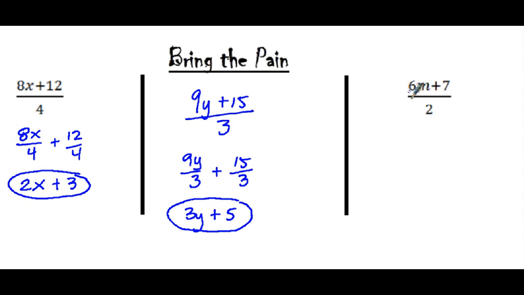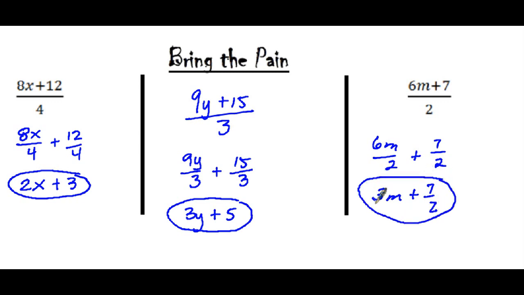And then the last example, 6m divided by 2 and 7 over 2. 6 divided by 2 is going to be 3m. And we don't want to change this to a decimal. What we usually want to do is keep this as a fraction. So we're going to just leave it as positive 7/2. Okay, this will be useful later on. So I just wanted to show you this.